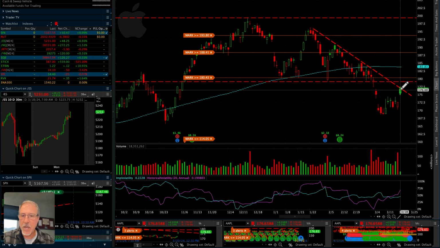Now, there is some news out this morning that Apple is going to possibly strike a deal with Google to use some of the Google AI technology in the iPhone with Siri going forward. So that's what's created this large pop.